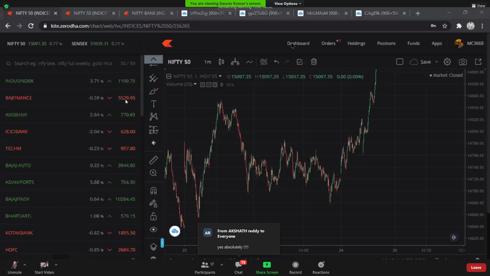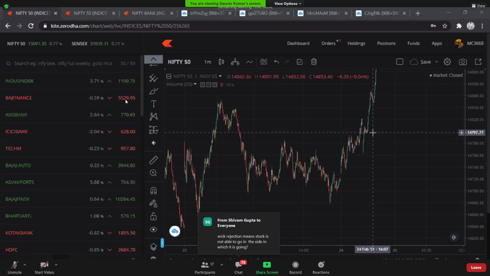So always use VIX. Always consider VIX to keep your targets and stop loss, and never consider wicks for breakouts. Breakouts with wicks are not considered just because wicks show indecision. Wick rejections mean the stock is not able to go in the direction it was going. Yeah, of course, that is what is called wick rejection.